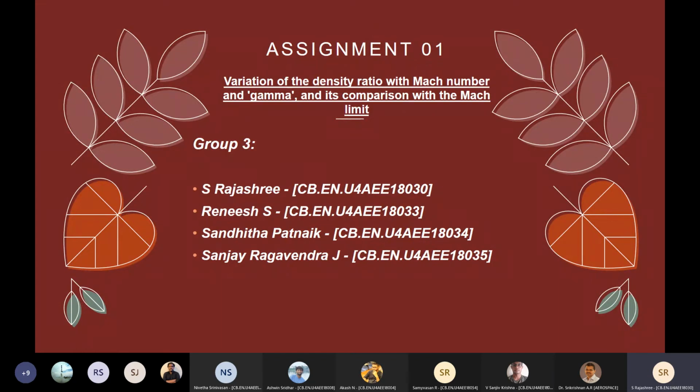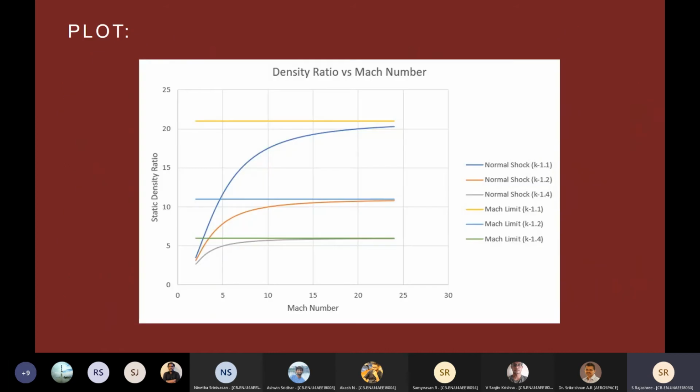Good afternoon, everyone. Today, Group 3 will be presenting the results of the task that we were given. We had to plot the variation of density ratio with Mach number, and the variation of density ratio with gamma for different values. Density ratio with Mach number for different gamma values, and we were going to compare the results between two relations. One is the Mach limit and the other is the normal oblique shock relations.